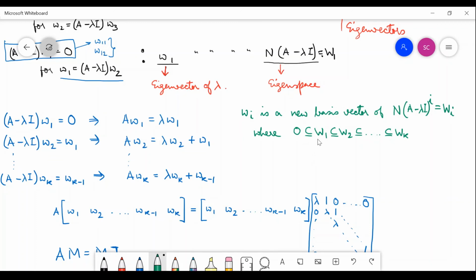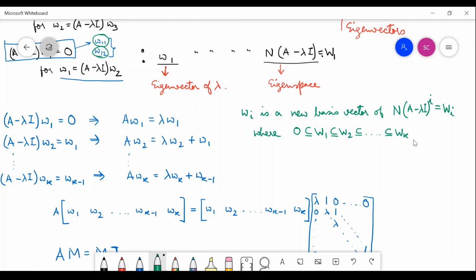Least number of basis vectors would be present in w1. Then the others. Note that these are subsets, not strictly proper subsets. They could be equal. Like I said, for omega 1, suppose you can go till omega k, but for another case, you might see that after w1 you can find a new vector for w2, but then you will not be able to find any new vectors. So all these spaces would be the same for that case.